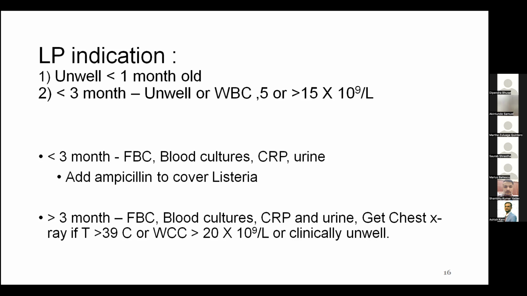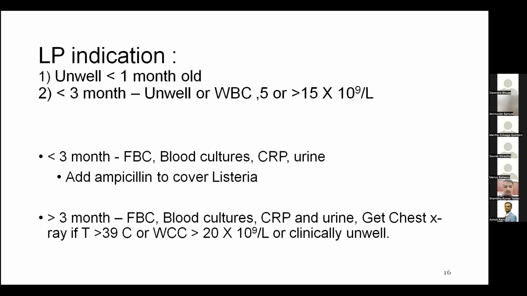For less than 3 months, as I have already said, we can do full blood count, blood culture, CRP, urine, or the lactate. Also if we think of any listeria infection, we have to add ampicillin for coverage of listeria. And for more than 3 months, full blood count, blood culture, CRP, and urine. These are the routine tests if we need them.